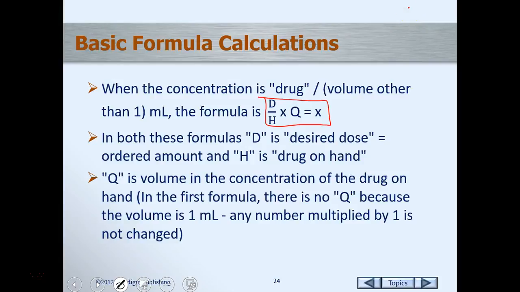In both these formulas, D is a desired dose and H is on hand. In this one, Q is the volume the concentration of the drug is in. So we don't have the Q in the previous one because it is 1. So 1 times 1 is 1.